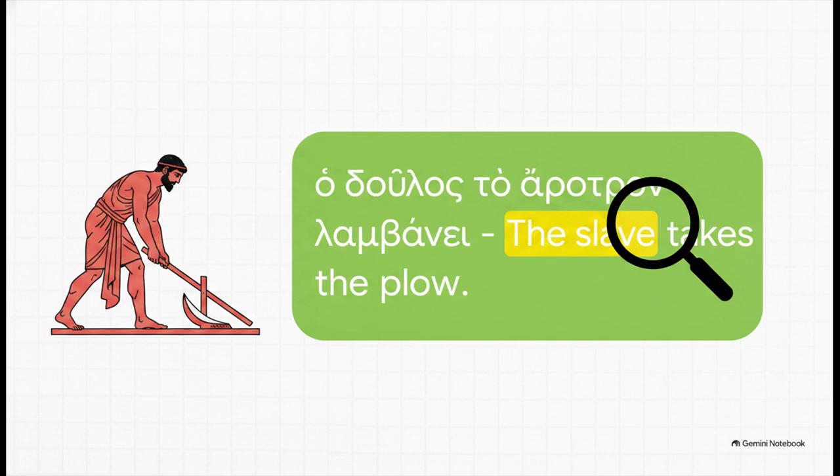Look at that! Just by combining the words we literally just learned a few seconds ago, we are already reading a real complete ancient Greek sentence. We see the subject actively taking the direct object. It's repetition with variation, and let me tell you, it cements the vocabulary in your brain instantly.